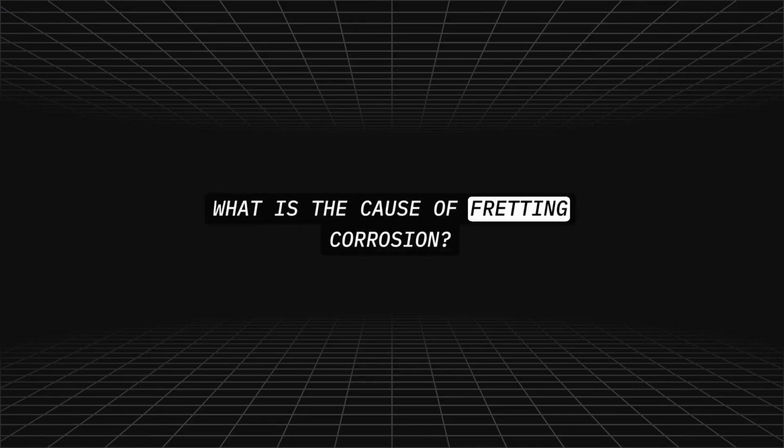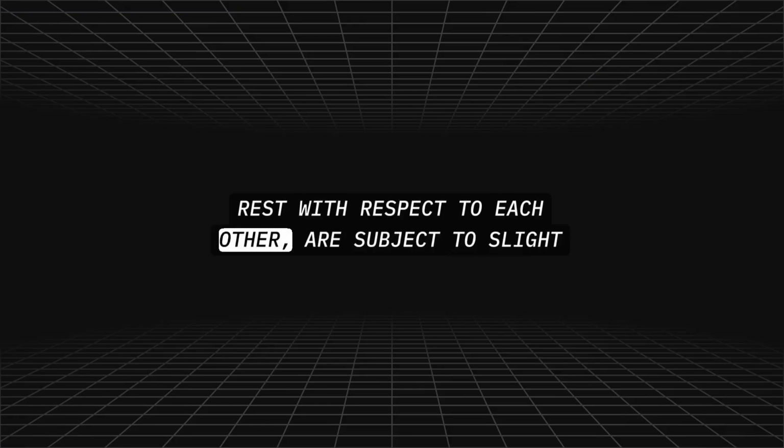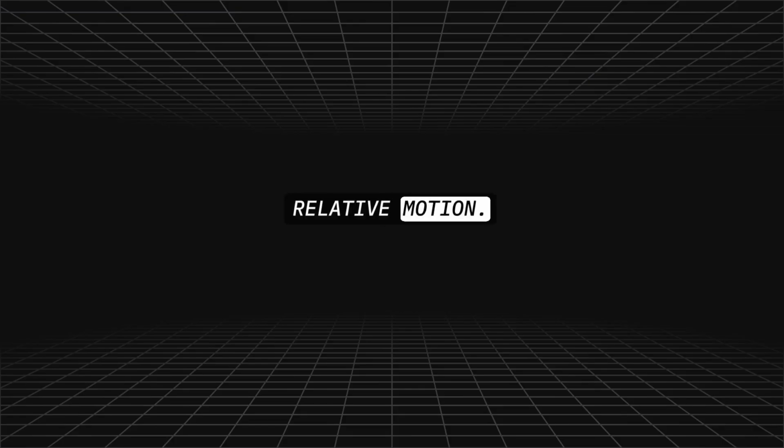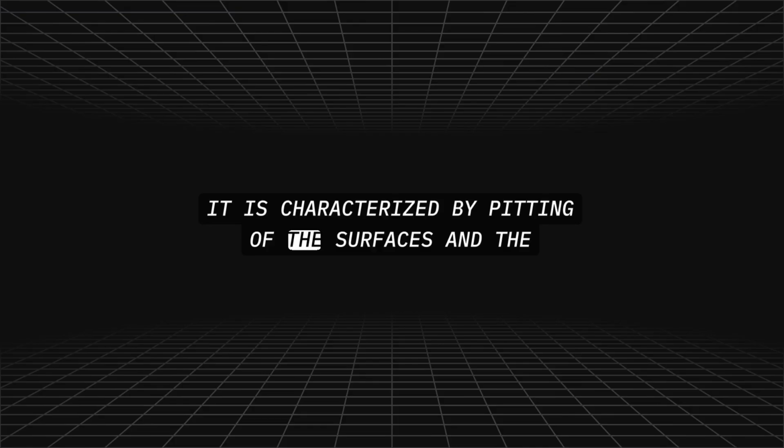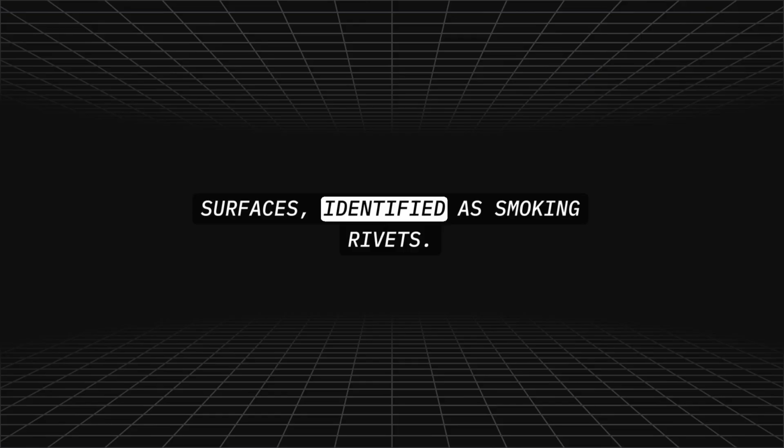What is the cause of fretting corrosion? It occurs when 2 mating surfaces, which are normally at rest with respect to each other, are subject to slight relative motion. It is characterized by pitting of the surfaces and the generation of large quantities of fine debris between the surfaces, identified as smoking rivets.